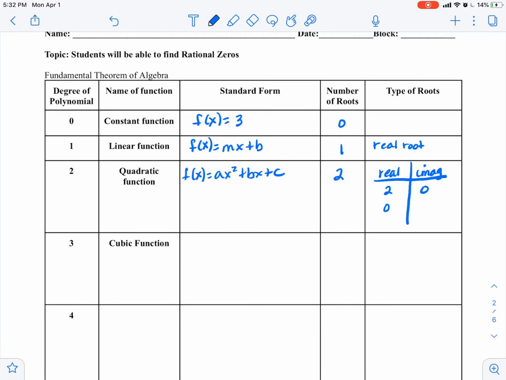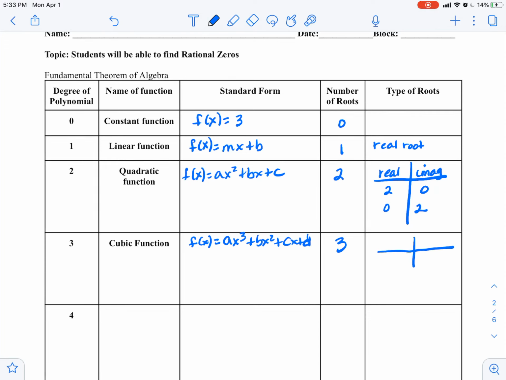You could have 0 real and 2 imaginary. Again, that's when it doesn't cross your x-axis at all. Okay, we've got our cubic function, which has a max of 3.